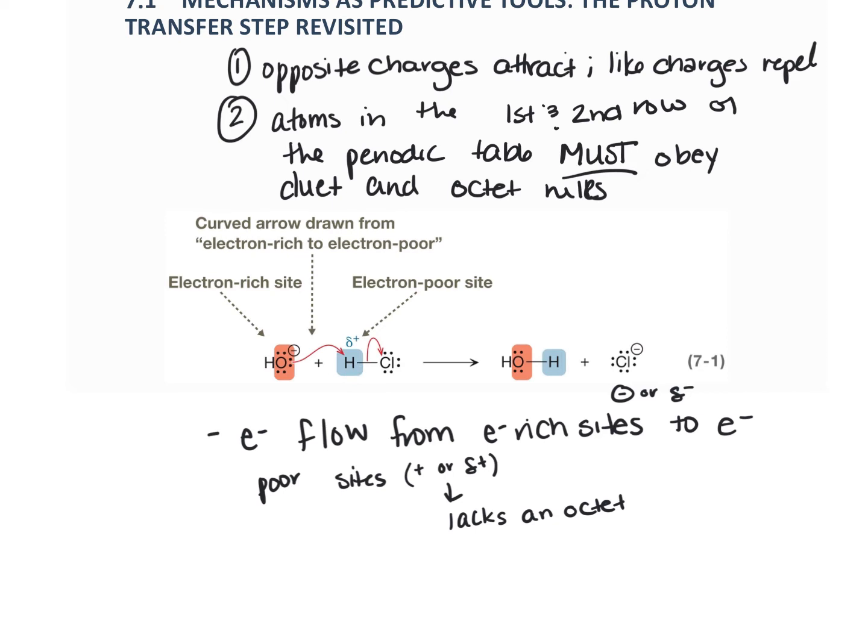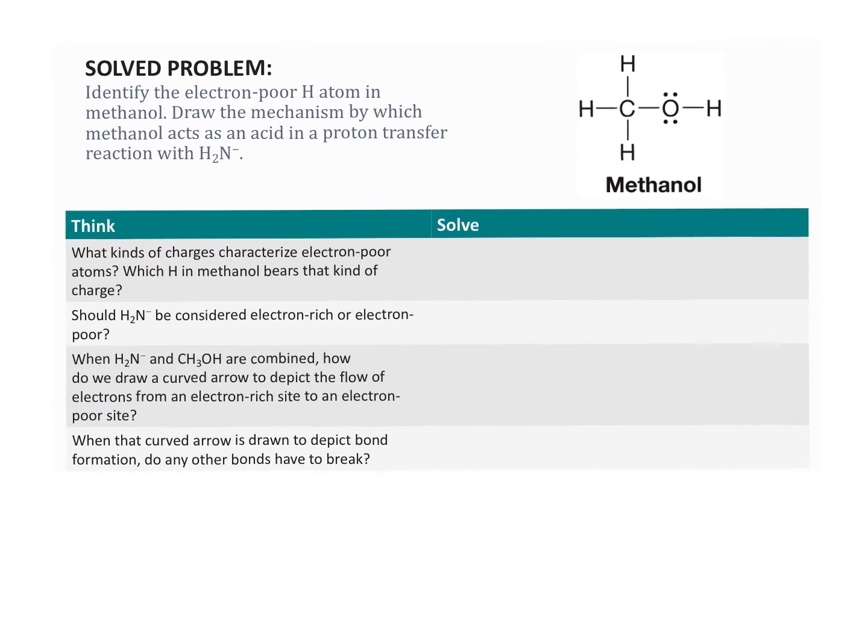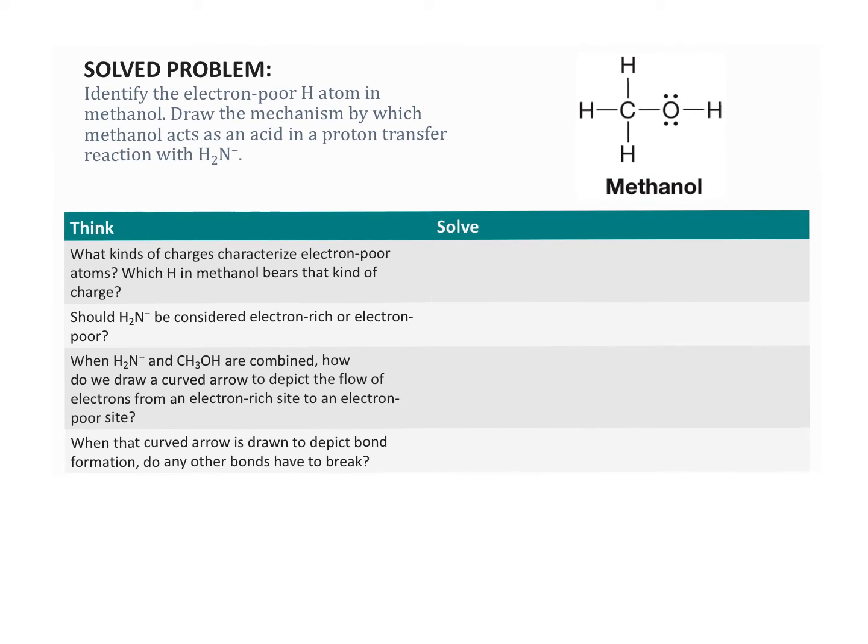So let's do an example. Identify the electron-poor hydrogen atom in methanol. Draw a mechanism by which methanol acts as an acid in a proton transfer reaction with H2N-. So here are some things to consider. What kinds of charges characterize electron-poor atoms? Which hydrogen in methanol bears that kind of charge?